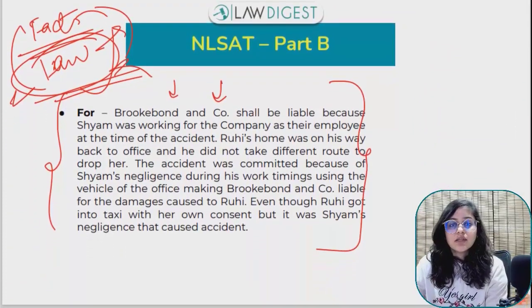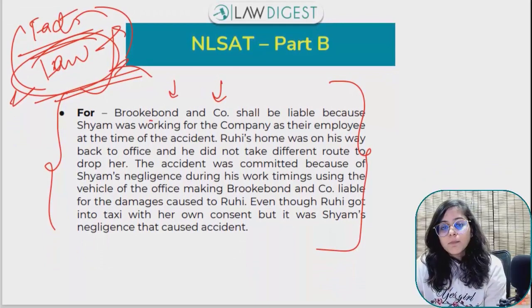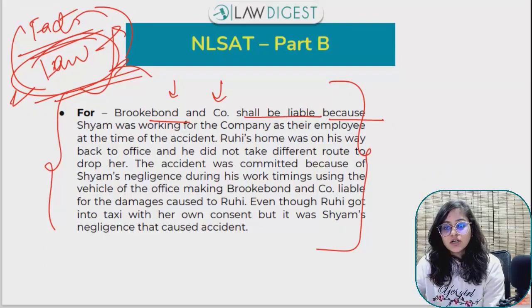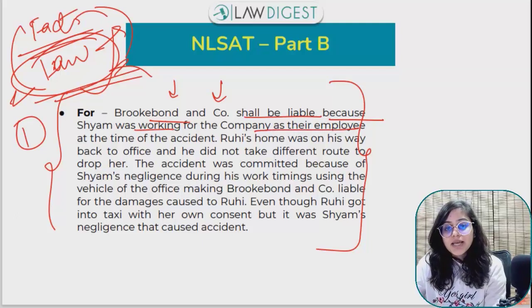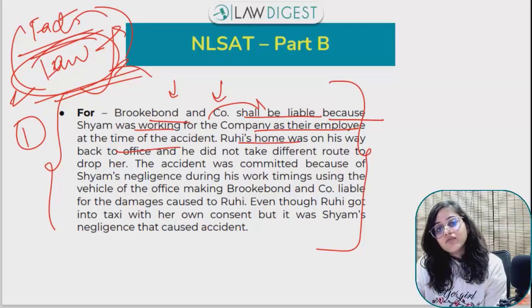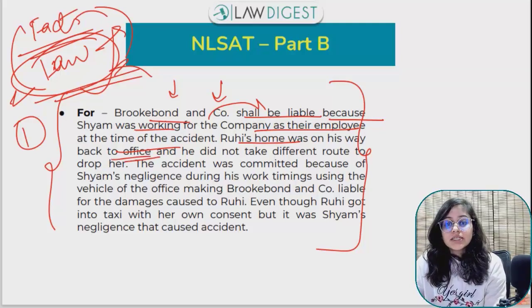Here, the reasoning that we have given is that Brook Bond and Company shall be liable. This means that Ruhi will get compensation. Why? Firstly, Sham was working for the company as their employee at the time the accident happened. Then, since he gave the offer to drop her back home, he did not take a different route to drop her.